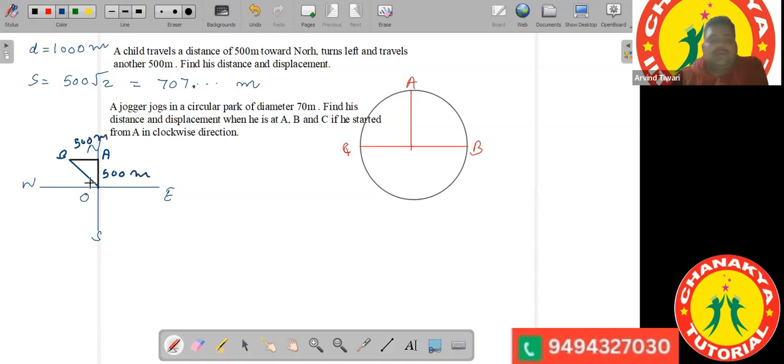Okay. So this becomes a right angle triangle, and hence we need to compute the hypotenuse OB, which represents the displacement. So the hypotenuse OB represents the displacement. And this is, Neha, did you get the answer?